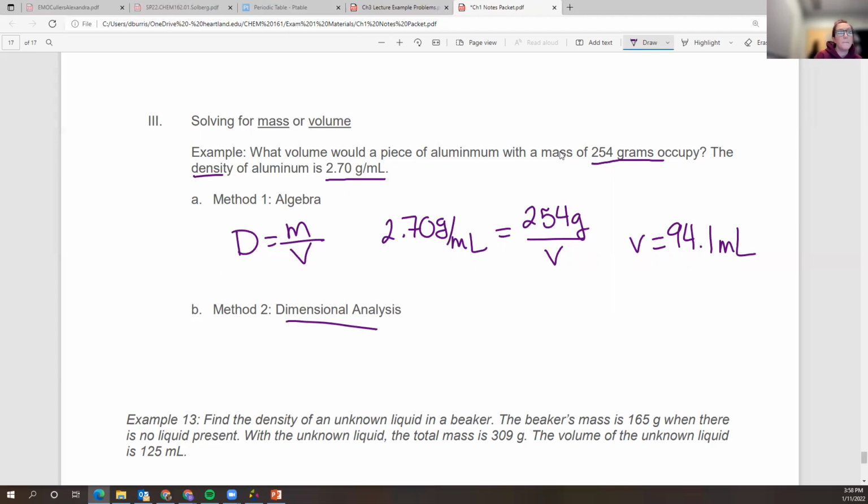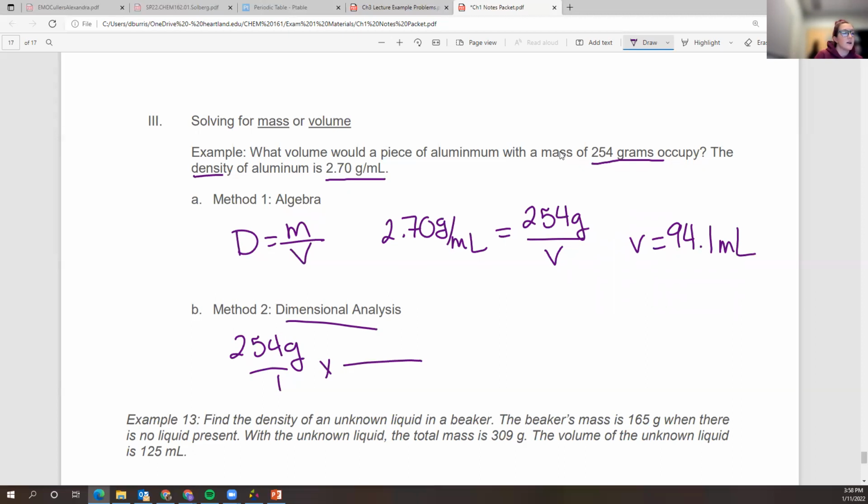Now you can also do dimensional analysis, the method that we've been talking about today. You start with your mass. Okay, remember I said to start with a mass or a volume. Something that's not a ratio unit would be great. So I would start with 254 grams over 1. And then I can use my density as a conversion factor down here because I know that there are 2.70 grams for every 1 milliliter.